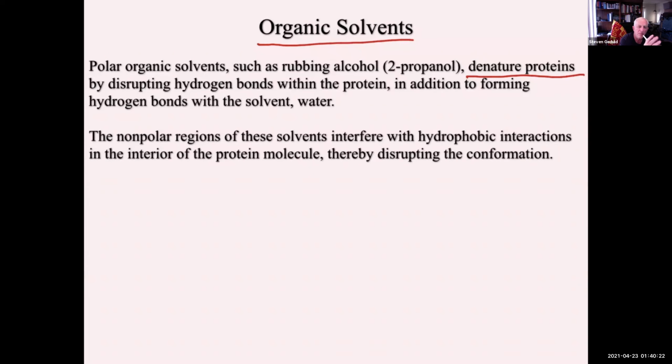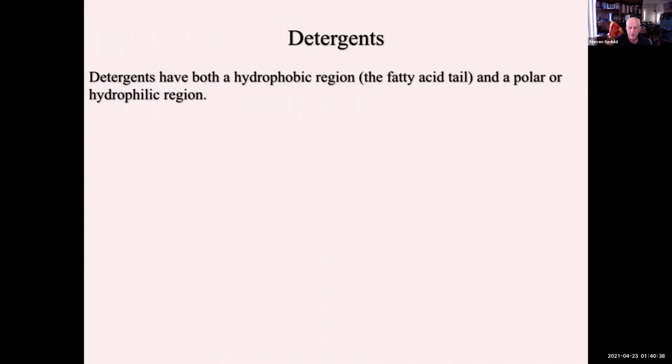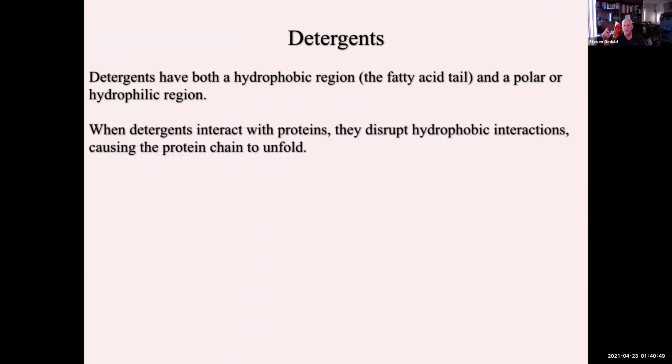The nonpolar regions of these solvents interfere with hydrophobic interactions in the interior of the protein molecule, thereby disrupting the conformation of those shapes. Detergents. We talked about this with soap, with micelles that are being formed. How are cell membranes formed? Detergents have both a hydrophobic and a polar or hydrophilic region. They can disrupt the membranes that way with bacteria. So when a detergent interacts with proteins, they disrupt the hydrophobic interactions, causing the protein chain to unfold.